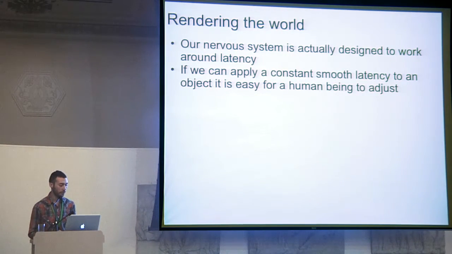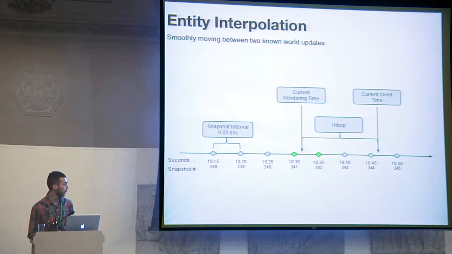Our nervous system is designed to work around latency. We're very good at that. So if we can apply a smooth, constant latency to an object's path, human beings can adjust to that very well. So the key piece of the puzzle, where I sort of started to have the eureka moment as I was going through the Valve source papers, is that we actually simply render all the clients n milliseconds in the past. So I'm just going to call that number 75, but it's just an arbitrary number. And that's what this is.